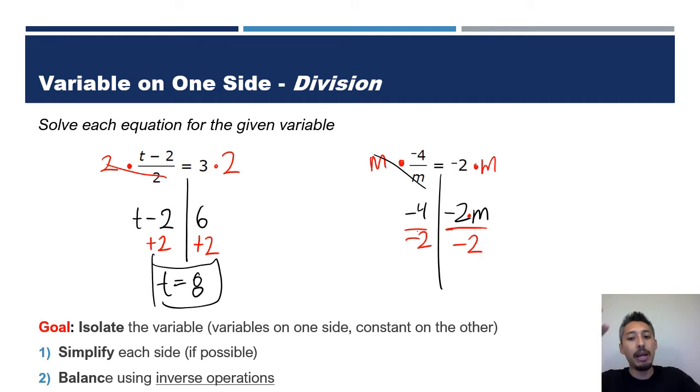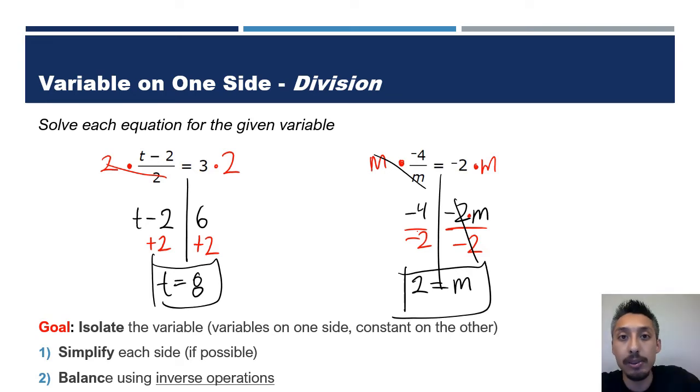Again, we're trying to keep this balanced. We're doing the same thing to both sides. On the left side, we have negative 4 divided by negative 2, which is going to give us a positive 2. And on the right side, we have negative 2m divided by negative 2. This cancels out, so we just have m. m is equal to 2. This is your final answer.